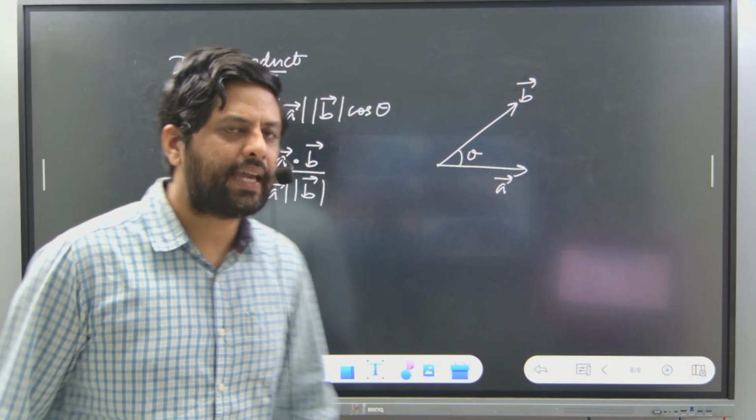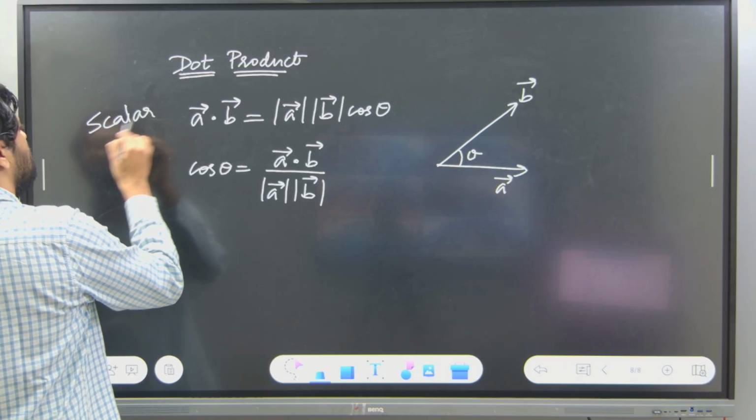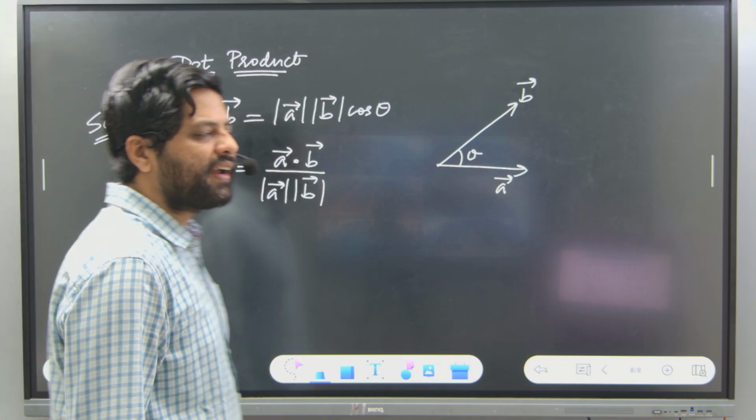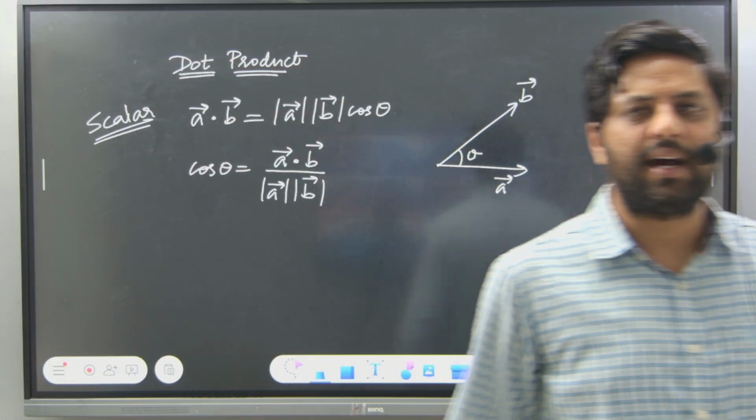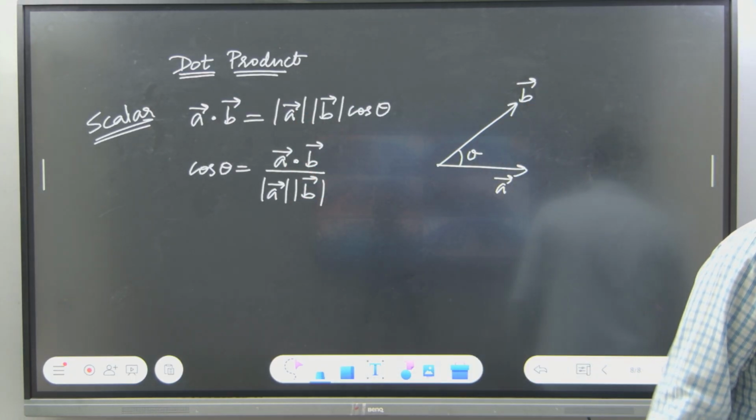It is going to be a scalar. Whenever you do A dot B, what result do you get? You get a scalar result. It's not a vector result, you get a scalar result. So this is about A dot B.